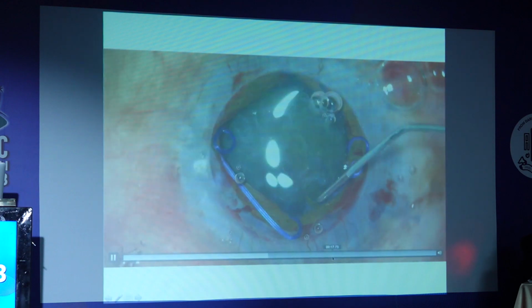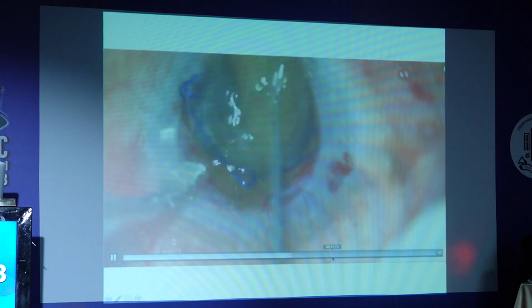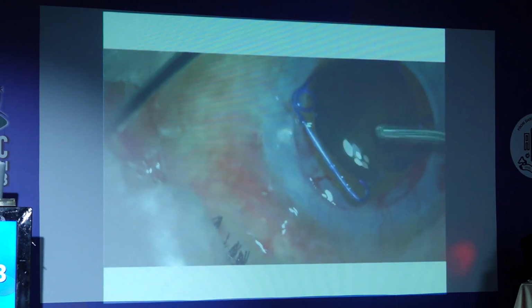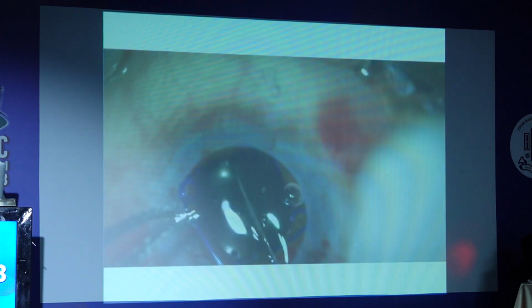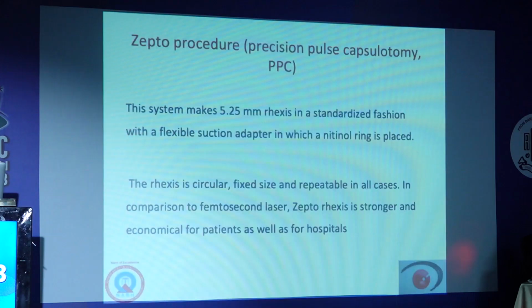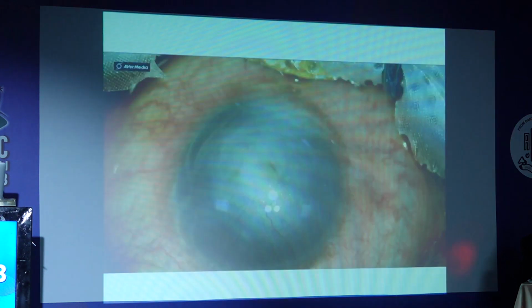And this is very simple, and just tap it, and this big bulky nucleus is coming out. You can put the lens under direct visualization, and surgery becomes very easy with the Malugin ring. And the lens is placed, and you can see this. And the last thing is a Zepto device also works very well for small pupil cases like this case.